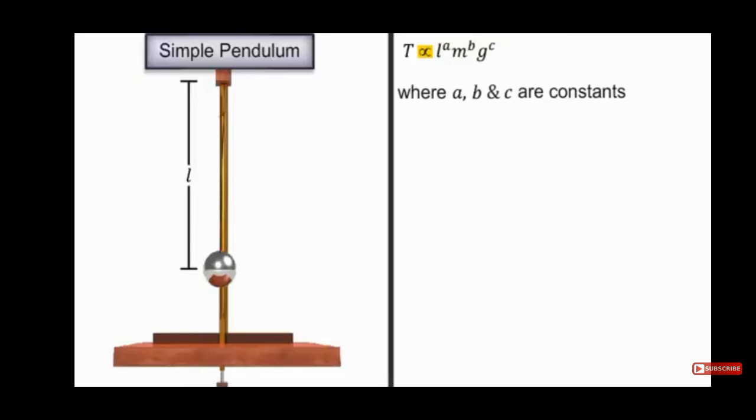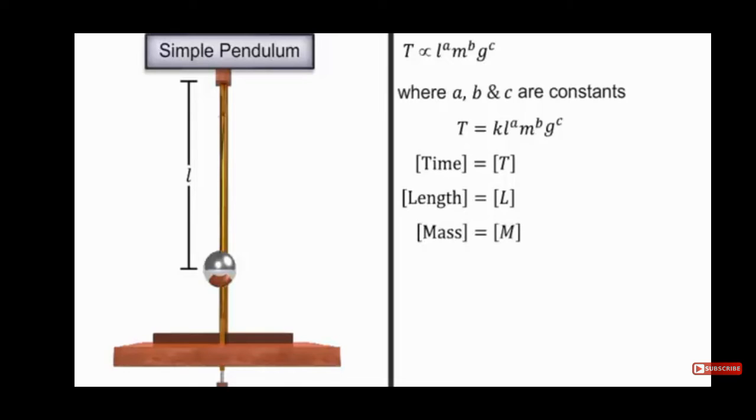Hence, the time period is equal to k into L power A, M power B, G power C. We now need to find the values of A and B using dimensions of the physical quantities on both sides of the equation. The dimensional formula for time is t. The dimensional formula for length is L. The dimensional formula for mass is m. The dimensional formula for acceleration due to gravity is Lt power minus 2. The constant does not have any dimensions.